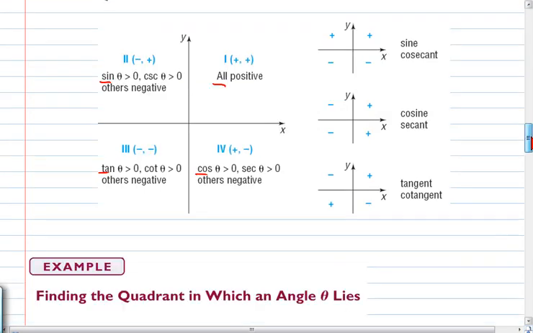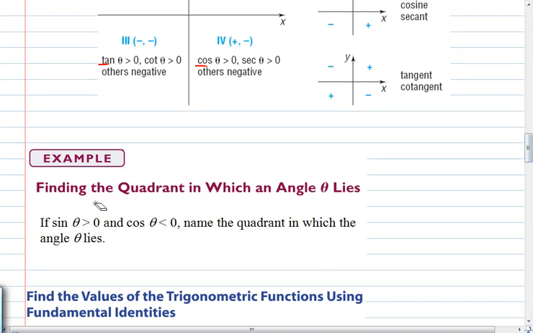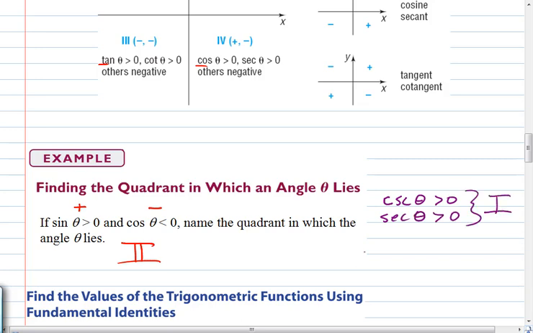So maybe now we can practice some more. If sine is greater than 0, meaning positive, and cosine is negative, name the quadrant in which the angle theta lies. Quadrant 2. That's the quadrant where sine would be positive and cosine negative. It cannot be any other one. But what if I said the quadrant where cosecant is positive and secant is positive? That would have to be quadrant 1, because they're all positive there.